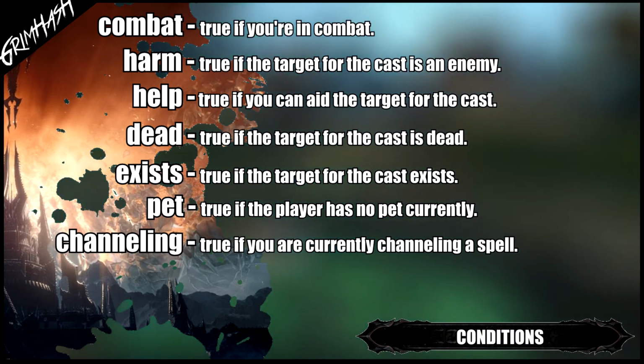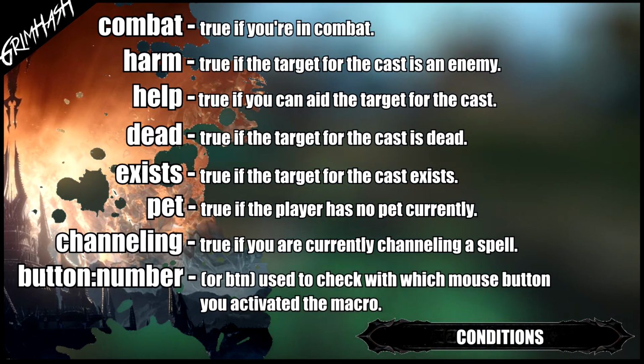Then we have some interesting ones. We have button : number. Now this checks which mouse button was used to click on the spell. You can use it as an alternative to holding down shift or control. You could hit left button, right button, or middle mouse button, which are your three options.